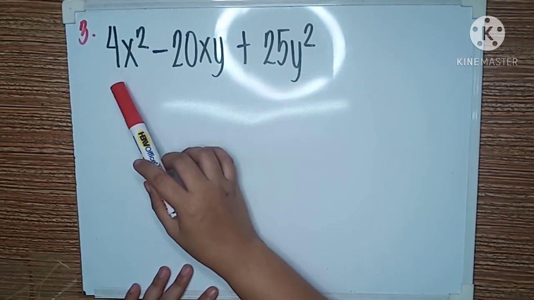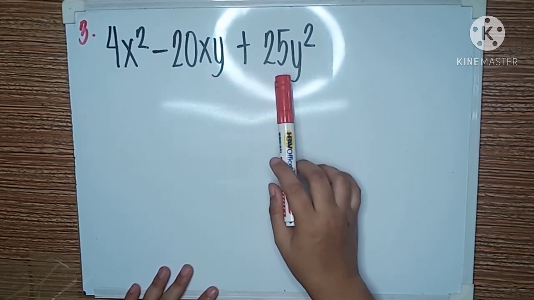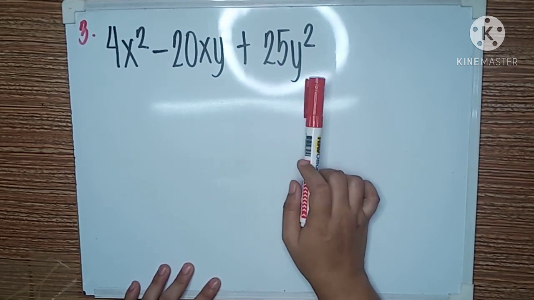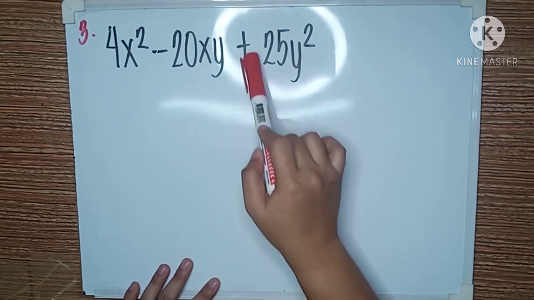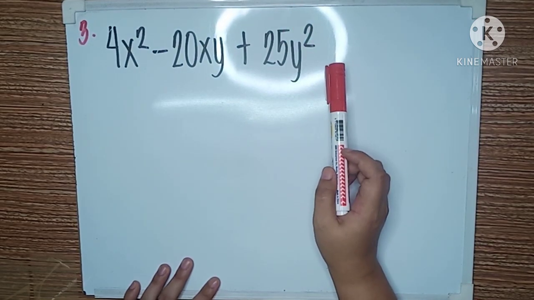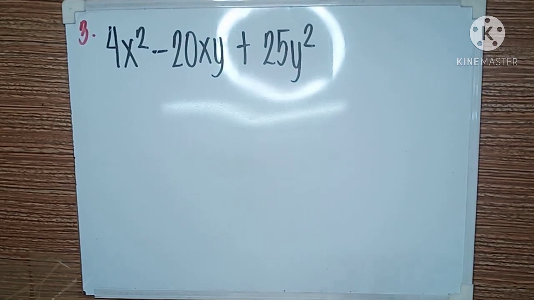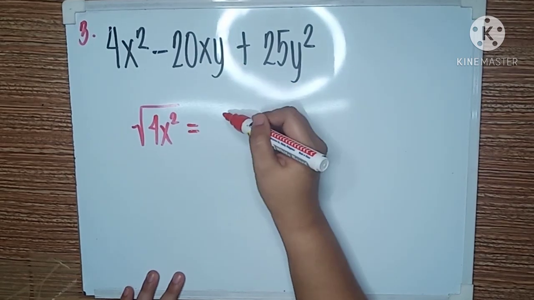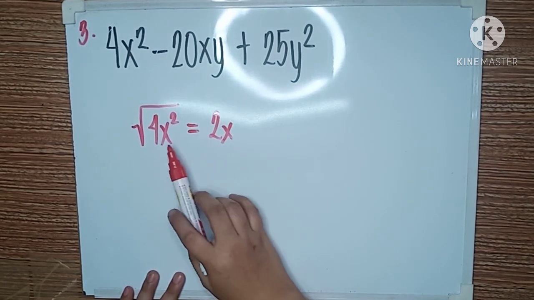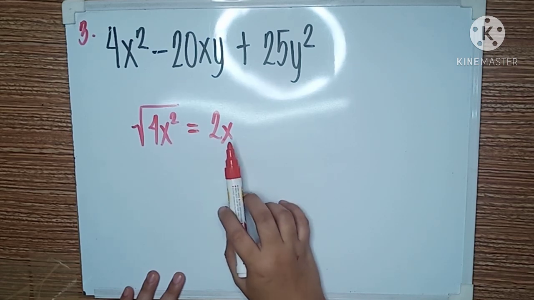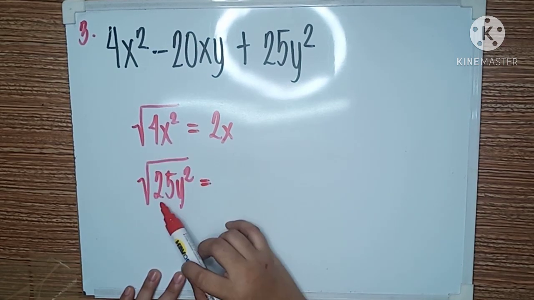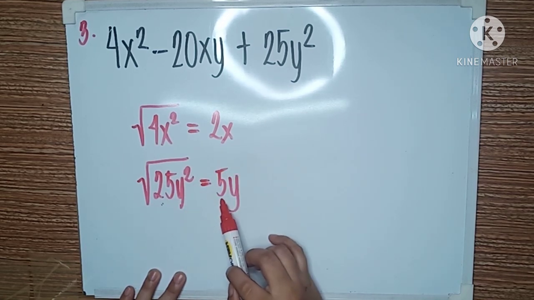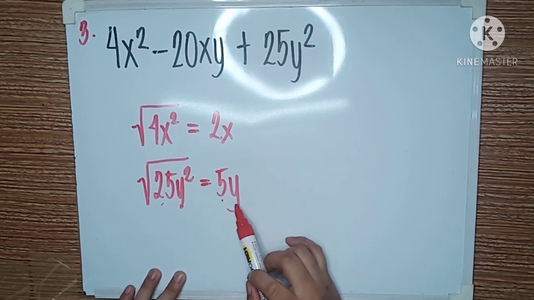Example number 3. 4x squared minus 20xy plus 25y squared. This one, I think this is a perfect square trinomial. Why? Una kasi, check mo if the first term and the last term are both perfect square numbers or expressions. Paano ko nasabi yon? 4x squared has a square root, which is 2x. The square root of 4 is 2, and the square root of x squared is x. Another, the square root of 25y squared is 5y. So the square root of 25 is 5, and the square root of y squared is y.